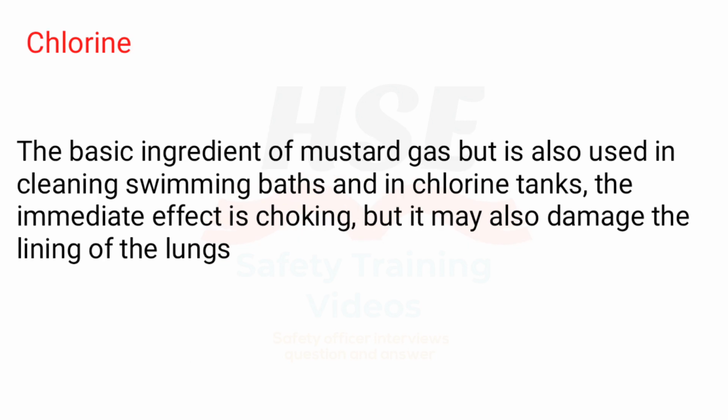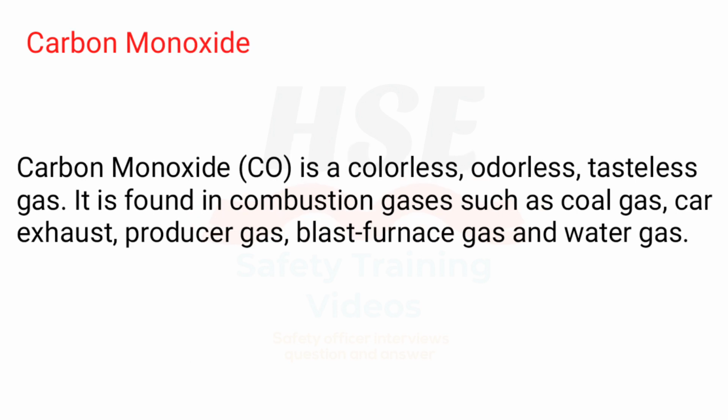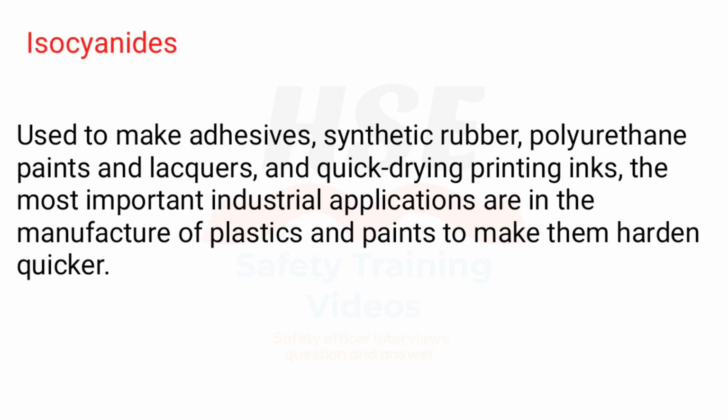Chlorine. The basic ingredient of mustard gas but is also used in cleaning swimming baths and in chlorine tanks. The immediate effect is choking, but it may also damage the lining of the lungs. Carbon monoxide. Carbon monoxide, CO, is a colorless, odorless, tasteless gas. It is found in combustion gases such as coal gas, car exhaust, producer gas, blast furnace gas and water gas.